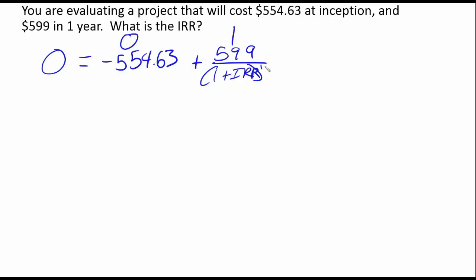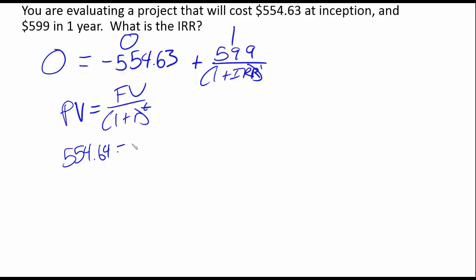Now this one, because it's only a single time period, is actually a lot easier than you might think. It's a very similar problem to one you've seen earlier on, which is basically PV is equal to the future value divided by 1 plus R to the T, right? And we're just setting this up. If you notice, if we move that 554 to the left, subtracting 554.63 from both sides, that's going to be equal to this part right here. And we can just do the algebra around it.